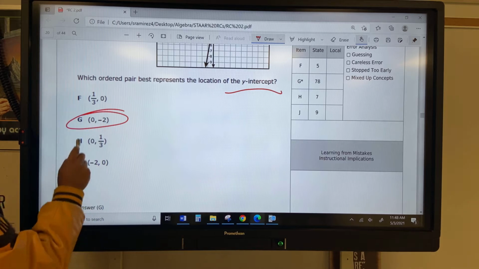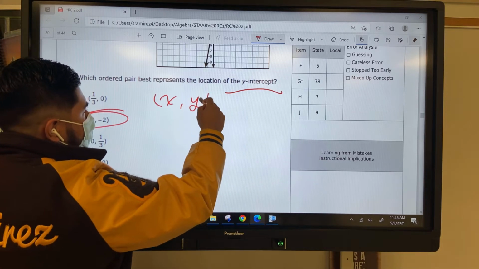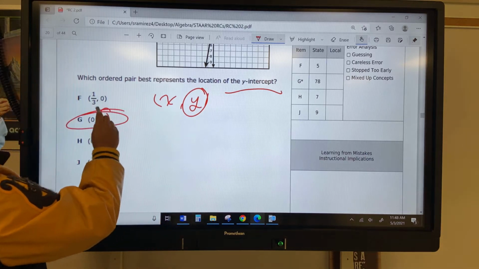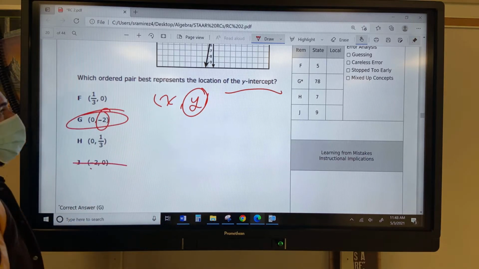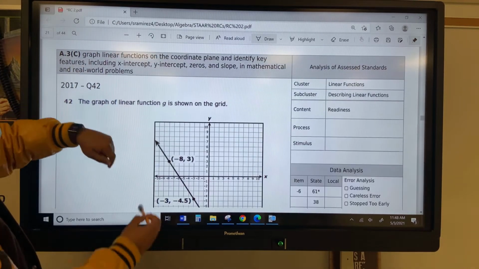How do I know which one's the difference between this one and this one? Points, x, y. And they're asking for the y. Y is on this side. This one is wrong. X and y, ladies and gentlemen, x and y.